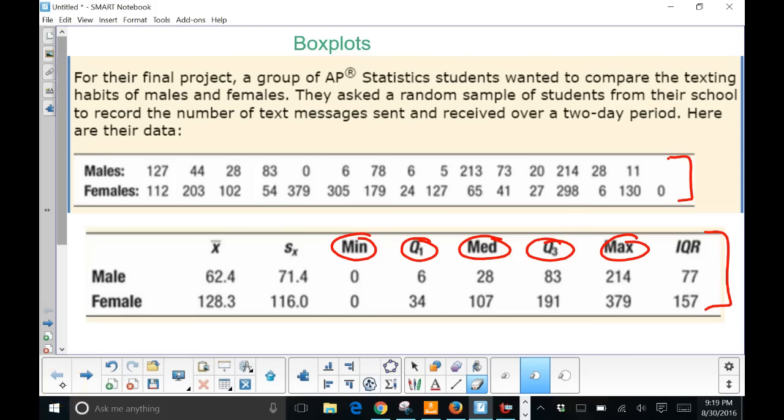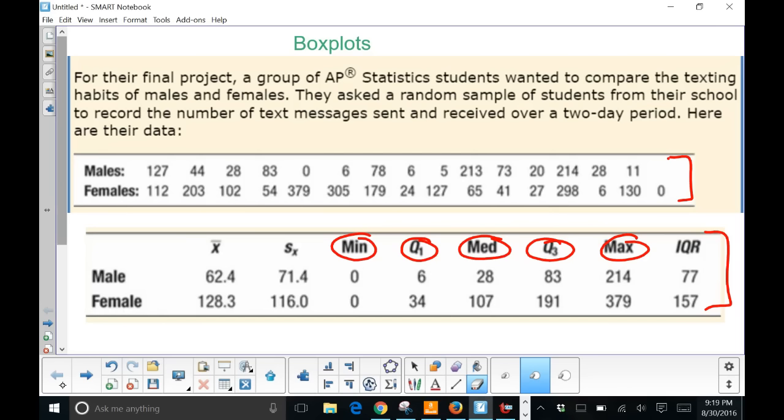Do you think there's a difference in the number of texts that males and females receive? It's a good question. So for their final project, a group of AP Stat students wanted to compare the texting habits of males and females. They asked a random sample of students from their school to record the number of text messages sent and received over a two-day period. Here are the data.